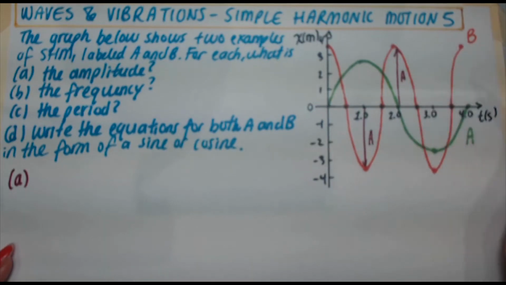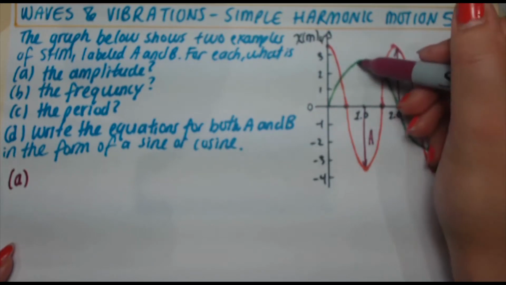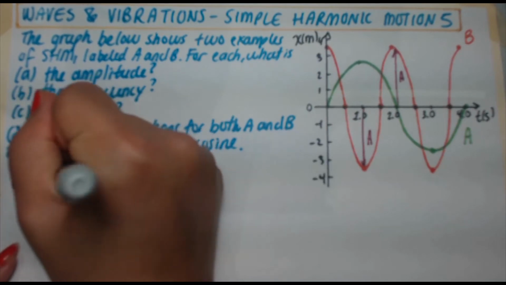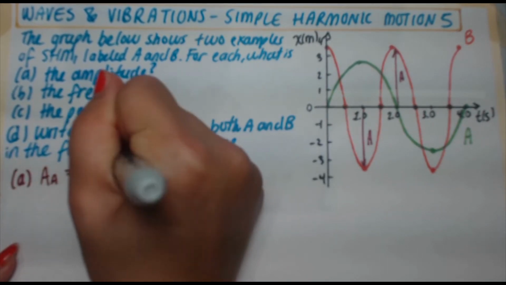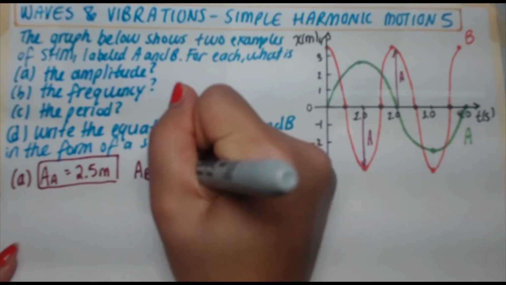Okay, so in this case, the amplitude for curve B is 3.5, and for curve A, it is 2.5. So the amplitude for A is 2.5 meters, and the amplitude for B is 3.5 meters.